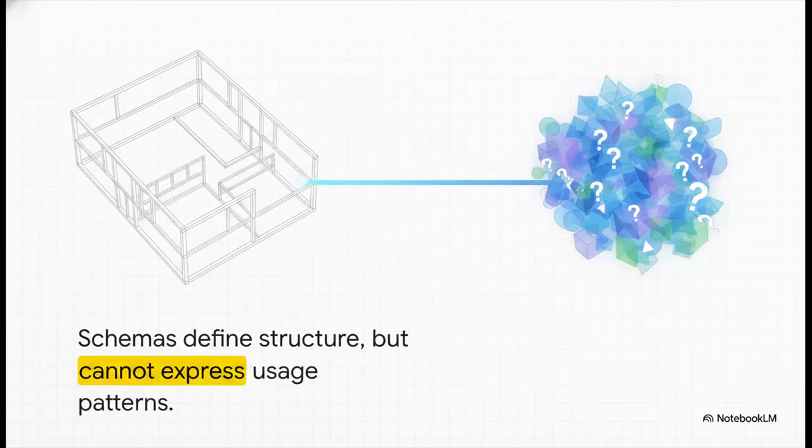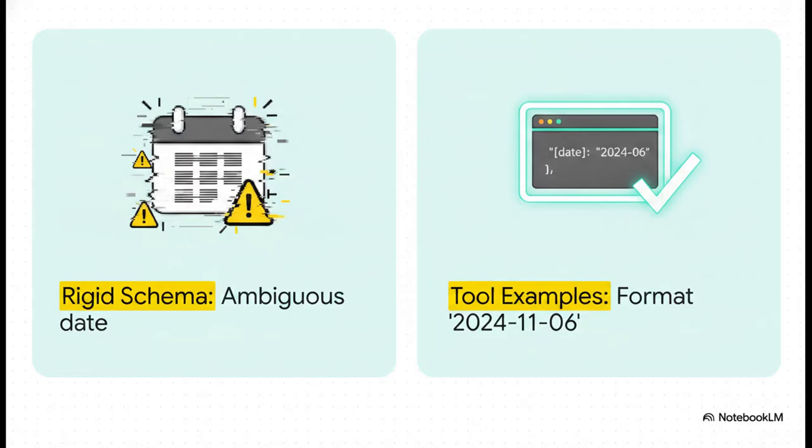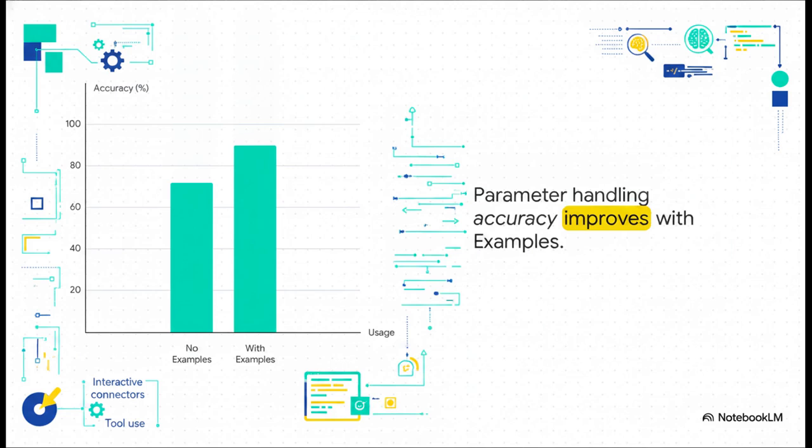But even with efficient execution, rigid JSON schemas often leave formatting parameters incredibly ambiguous. The fix? Super simple. Just provide sample calls to show your exact formatting expectations right to Claude. Teaching Claude these concrete usage patterns bumped accuracy on complex parameter handling from 72 to 90%.